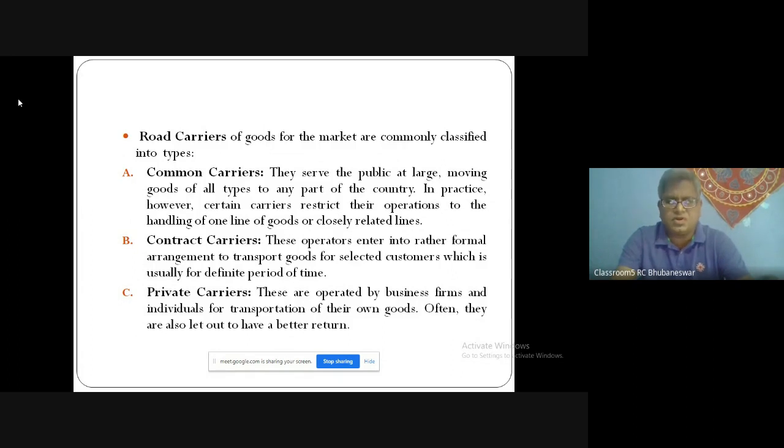If you talk about a contract carrier, the arrangement is made with selected customers. On a contract basis, certain types of goods can be sent to a destination. Then there is the private carrier. Nowadays, you can see that every business house and private individuals have transportation of their own goods: common, contract, and private.